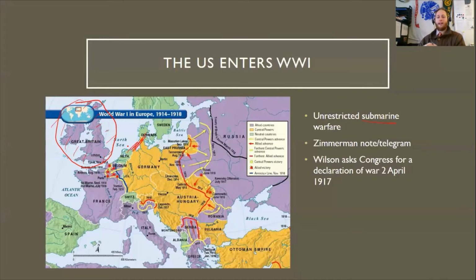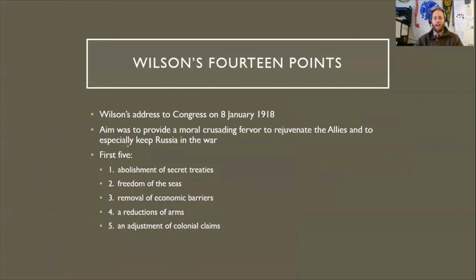On 2 April 1917, Wilson is going to go to Congress and ask for Congress to declare war, because, again, the president cannot declare war themselves. This can only be done by an act of Congress, which will then be approved. And in 1917, the United States is at war.